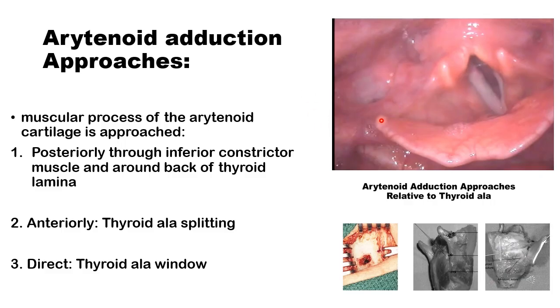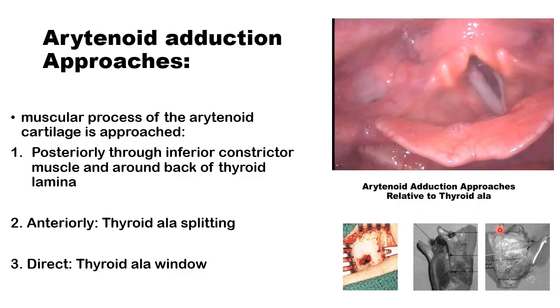And these are the three main surgical approaches to the arytenoid muscular process. The older version was the posterior approach to the muscular process around the posterior edge of the thyroid ala, or after removing a part, a posterior third of the thyroid ala, and then peeling off the piriform fossa mucosa and reaching for the muscular process. This is the posterior approach.